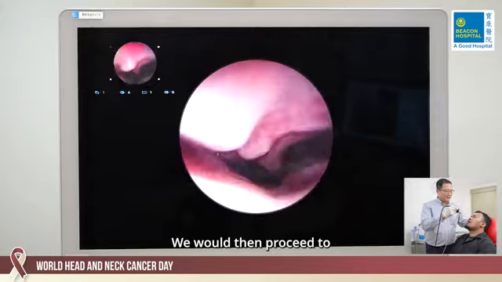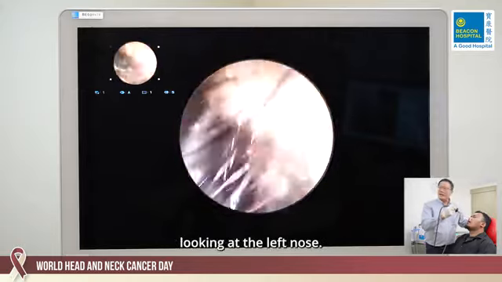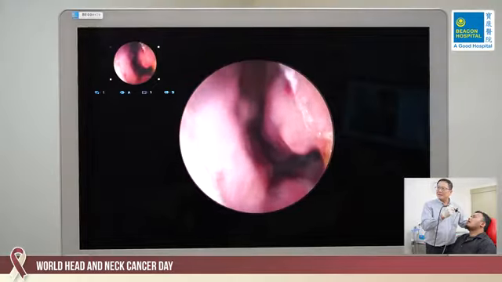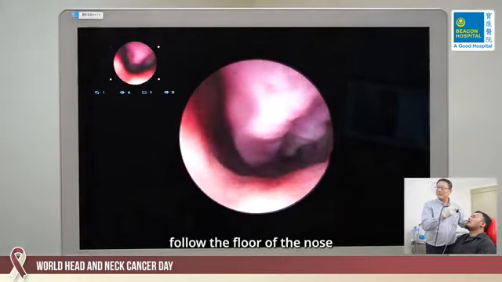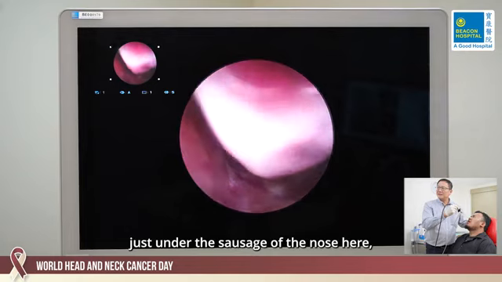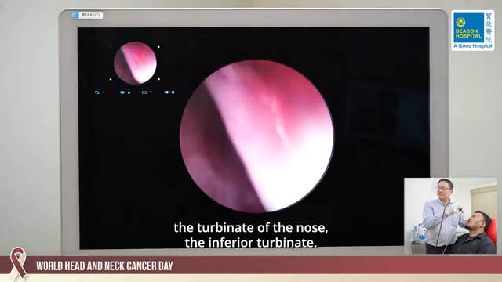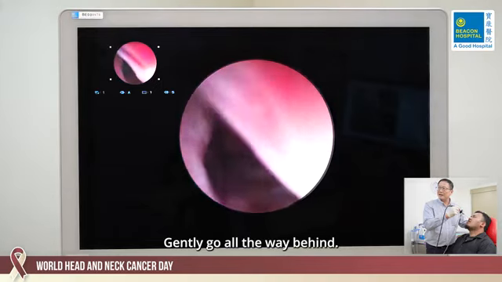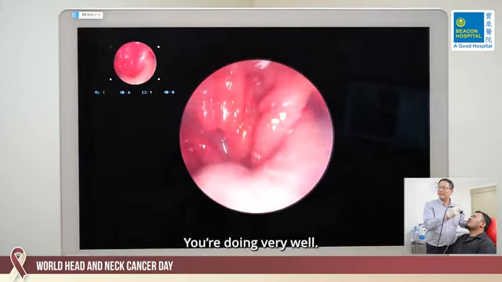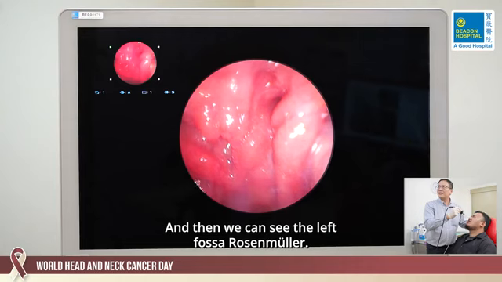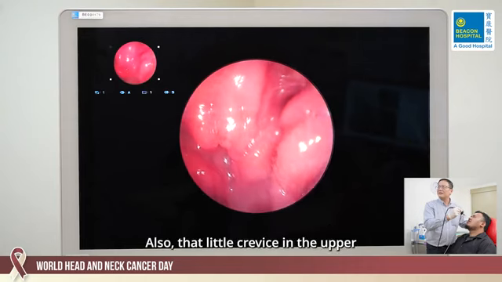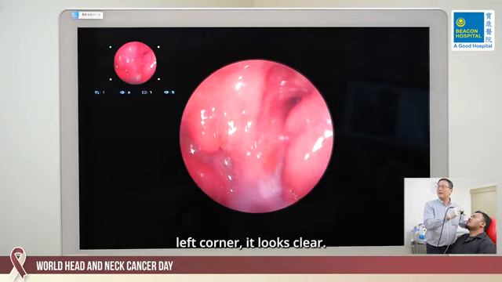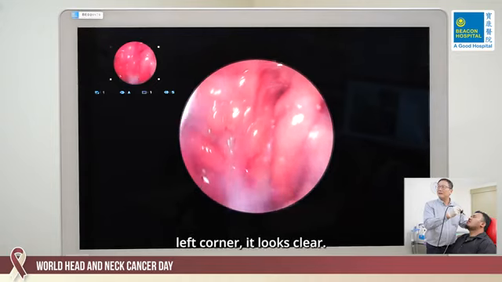We will then proceed to looking at Mr. Amri's left nose. So again, we go here, follow the floor of the nose, just under the sausage of the nose here, the turbinate of the nose, the inferior turbinate. Gently go all the way behind. Mr. Amri, you alright? Yeah, you're doing very well. And then we can see the left fossa of Rosenmuller, also that little crevice in the upper left corner. It looks clear, alright?